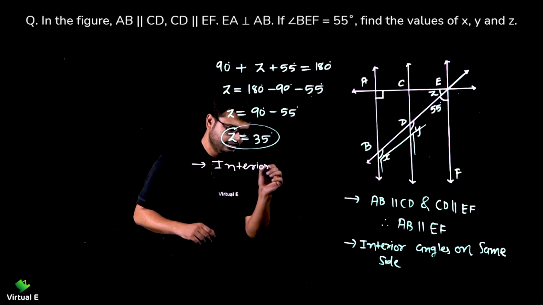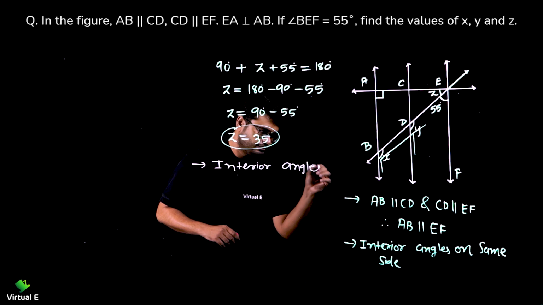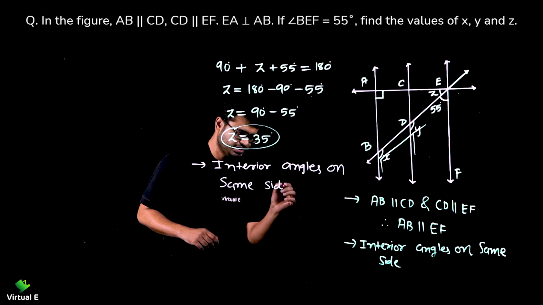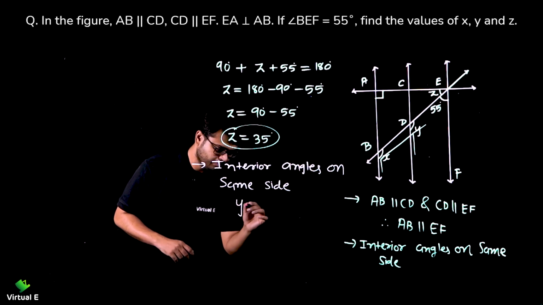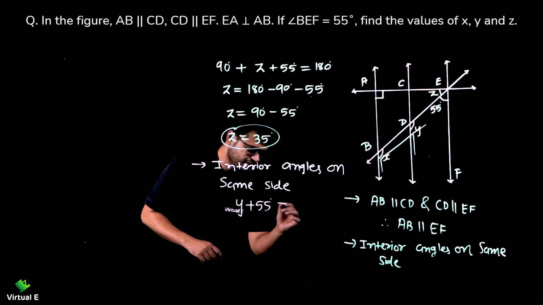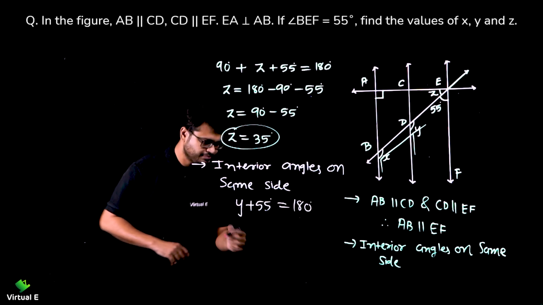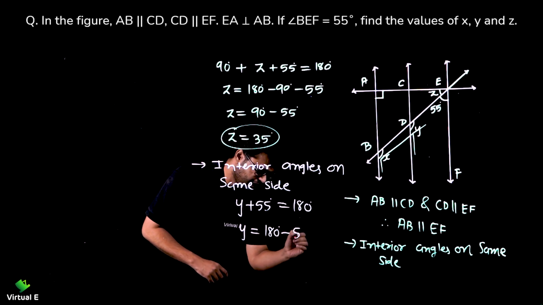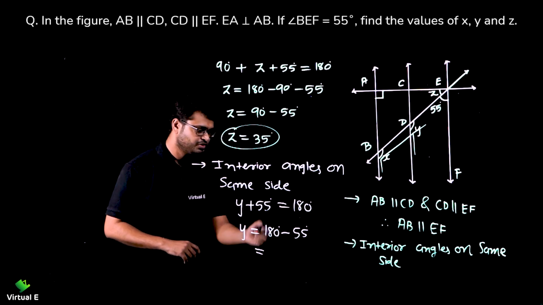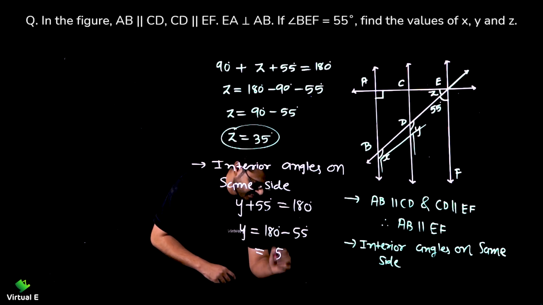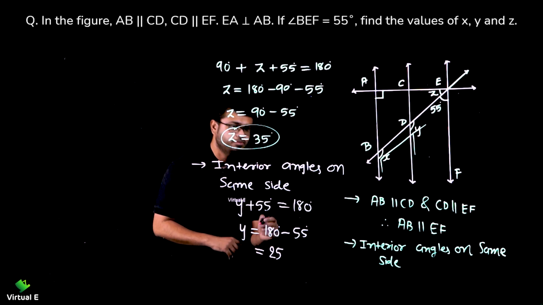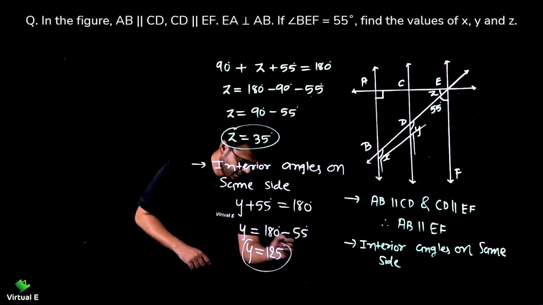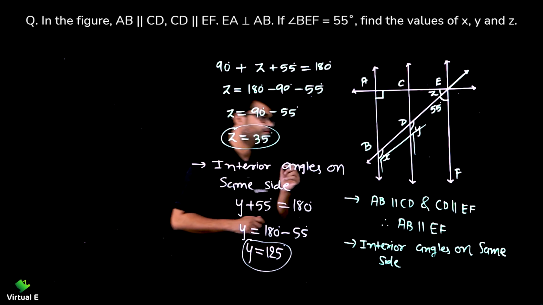Let's write interior angles on same side. We can write Y plus 55 is equal to 180 degree. So let's write Y is equal to 180 degree minus 55. So we need to subtract. 10 minus 5 is 5. 7 minus 5 is 2. So here 1 as it is. So Y is equal to 125. That's the value of Y.